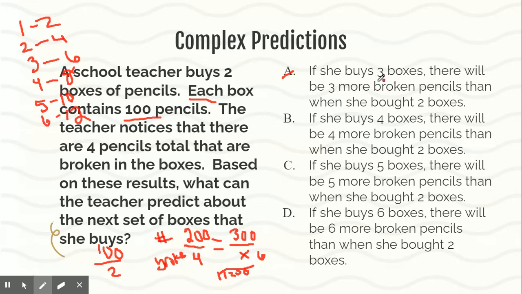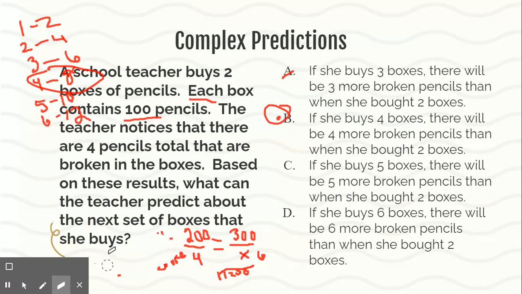Okay, so let's see. We already know for 3 boxes, 4 plus 3 would be 7, so that's not true. 4 boxes, there will be 4 more broken pencils than 2 boxes, so 4 plus 4 would be 8. So it looks like that one's right. Let's check. 5 boxes would have 5 more than 2. 4 plus 5 is 9, so that's not true. 6 boxes would have 6 more than that. 6 plus 4 is 10, so it's not that one either. So it's B.